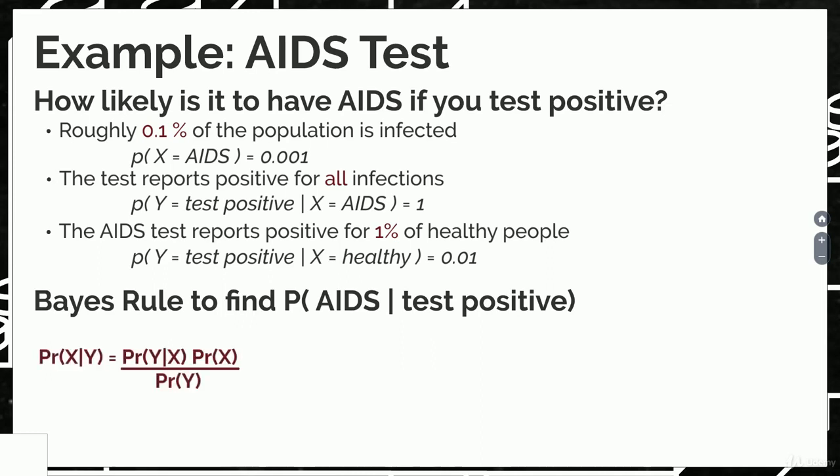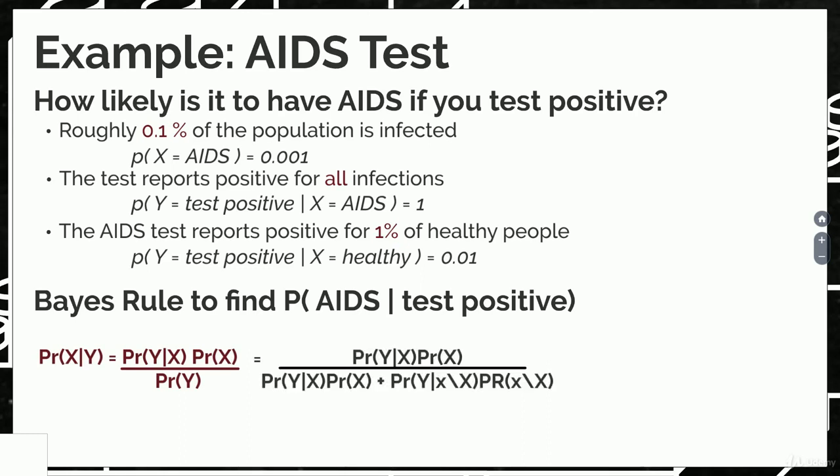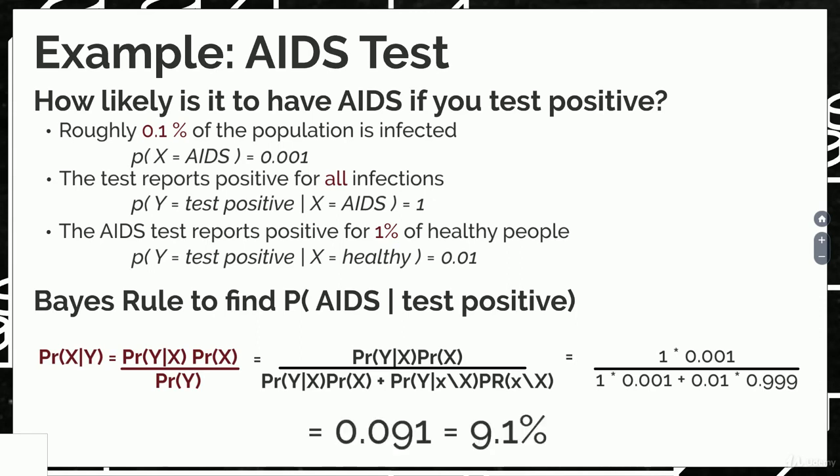Here's the formula again for Bayes' rule, the probability of X given Y, solving first, and then we can plug in our actual numbers. We have the probability of Y given X and the probability of X. Those are from above. The denominator here is just going to be the inverse. So instead of 0.01 or 0.001, we have 0.999. And this is going to spit out 0.091. There's actually only a 9.1% chance that if you test positive, you actually have AIDS.